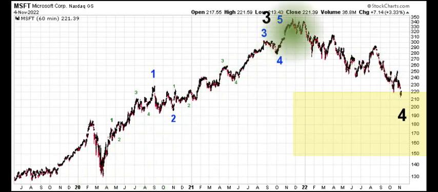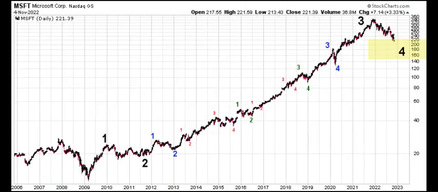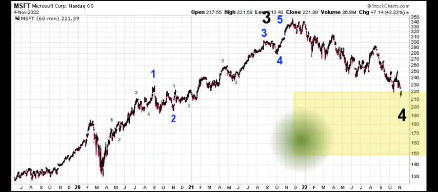But then based on the size of this pullback, very apparent at this point that this move is over. So this pullback here has already found support, or at least tested the yellow support area, which is basically a Fibonacci retracement of this entire advance off of the 2011 low. This is the area we would expect this fourth wave to ultimately find a low.